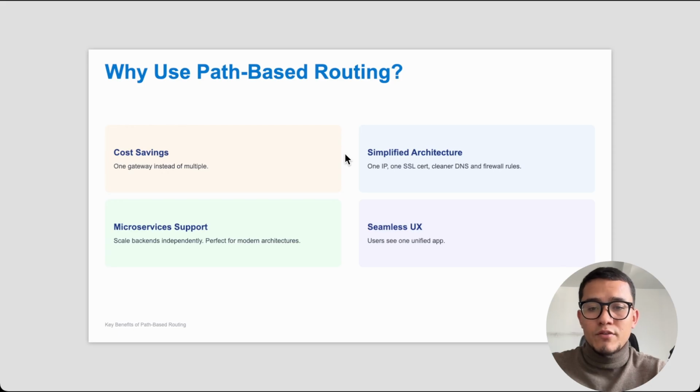It also has microservices support. Different backend pools can scale independently. Your API might need 10 instances while your image service only needs 2. And finally, seamless user experience. Users never see a redirect or different domains. Everything appears to be part of the same application.